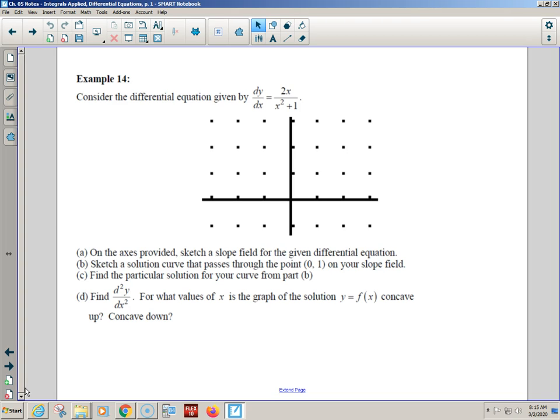Discuss in your groups real quick. Maybe not what you were able to finish, but what you were starting, what you were thinking, what you were pondering. What the second derivative is supposed to tell you, how you were supposed to find it. What letter C was asking.